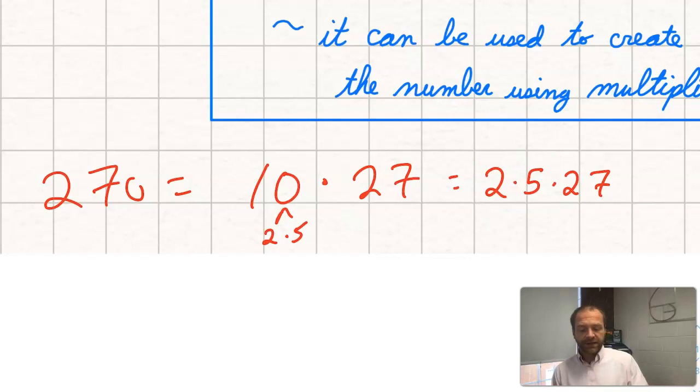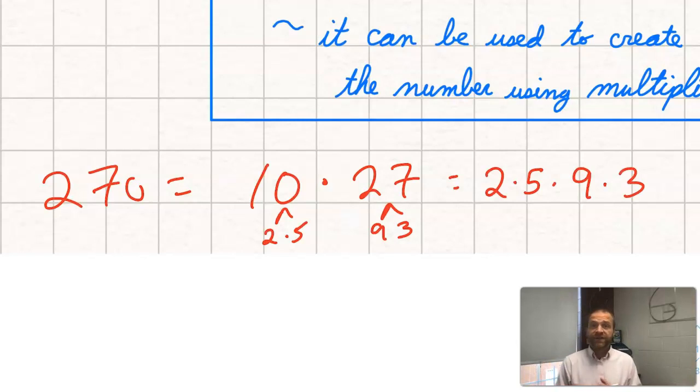Let's go a little bit further because it's fun. I did that to the 10. Can I do that to the, let's say, 27? Isn't 27 9 times 3? So rather than doing this, can I go, hey, you know what? I'm going to replace that 27 with a 9 times a 3. So is 9 a factor of 270? Yes, because 9 can be used to create it through multiplication.